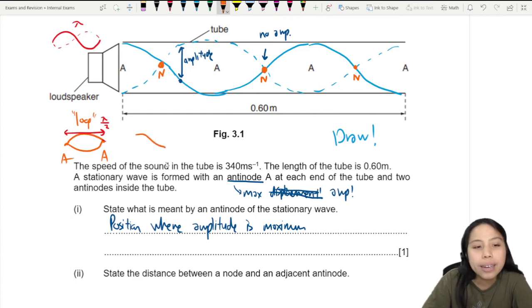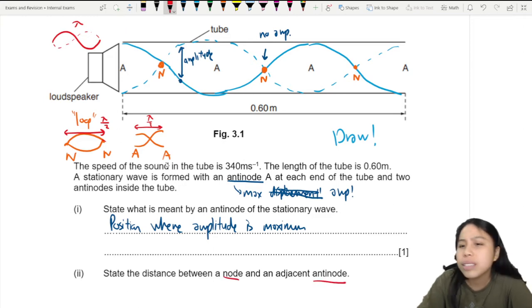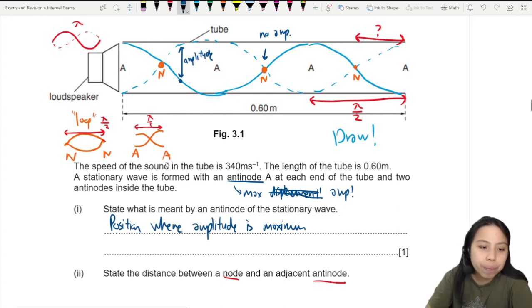Or you can say from, let's say, node to node, or antinode to antinode, also lambda over 2. So here when they ask node and antinode, let's see on the right here, got some space. If this is lambda over 2, node to antinode here is lambda over 4. So we say lambda over 4.